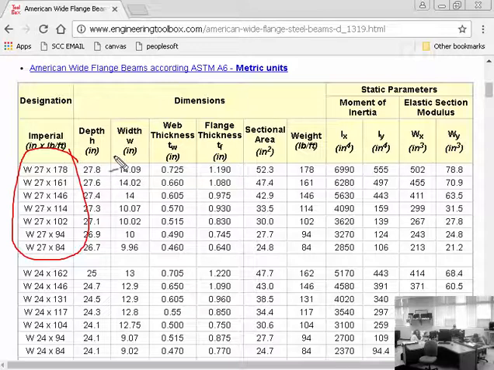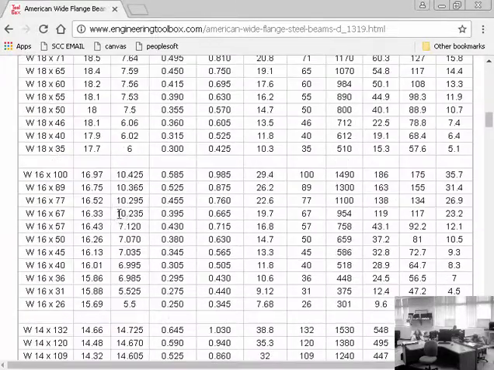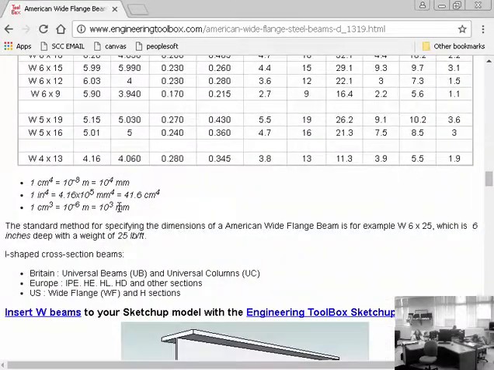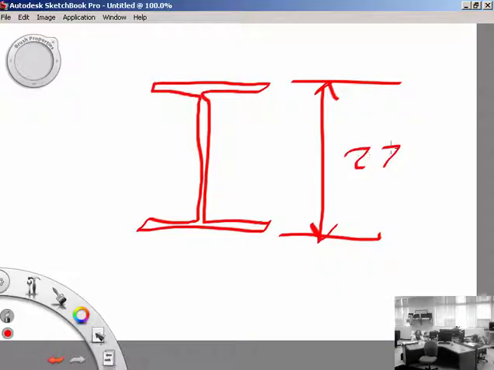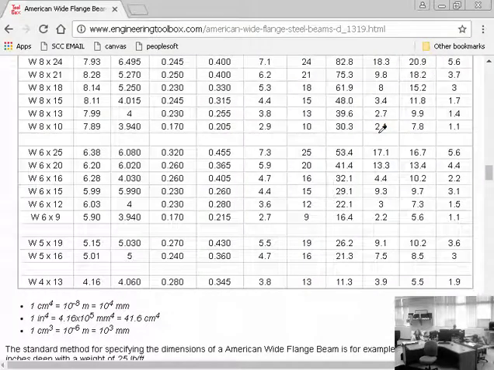But look how heavy that thing is. Even the most lightweight version of this 27-inch tall beam is 84 pounds per foot. So if you're putting this sucker up, you're thinking cranes and all kinds of stuff. But let's scroll down a little bit. It goes all the way down to W4s. So we go from this massive thing to one that's only 4 inches tall and weighs 13 pounds.